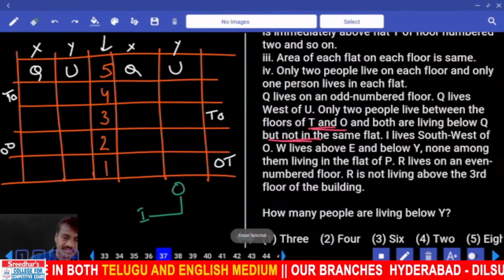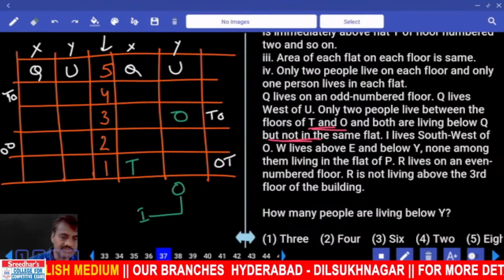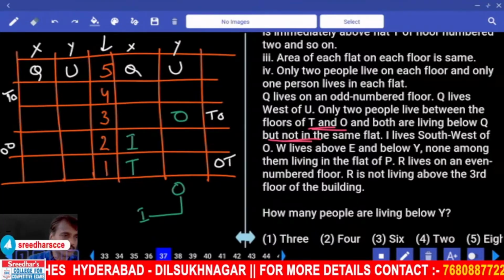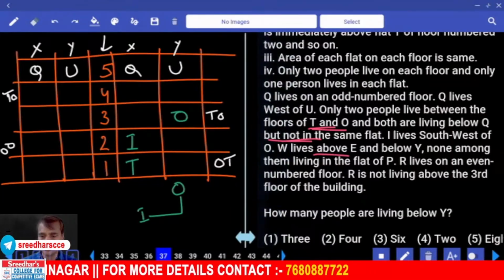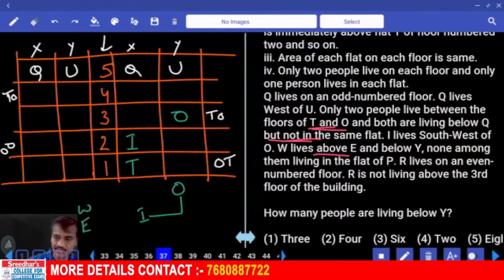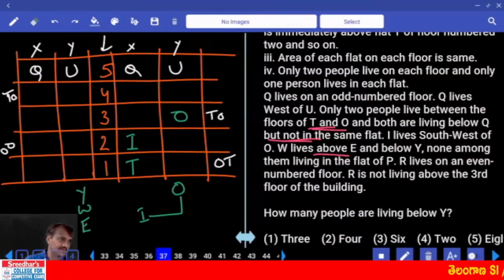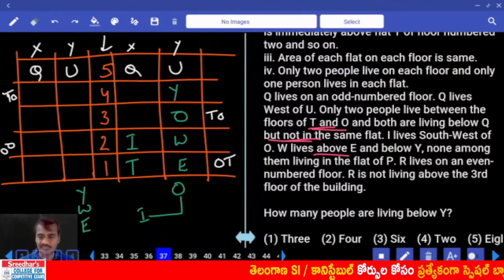As O cannot be here, then where is this O? O must be here. If O is here, T must be here. If T is here, then where should this I? I must be here. Because I is to the southwest of O. Clear? The next one. And W lives above E. W is above E and below Y. Y, W and E. And none of these people are living in the flat of P. That means these three persons are not living in the flat of P, not floor, flat. Clear? Hence Y, W and E. Clear? None of these two persons in the flat of this one.